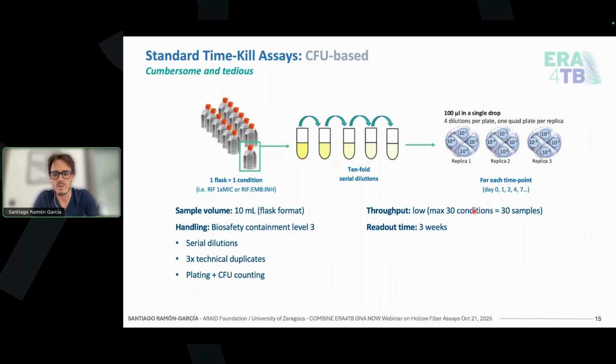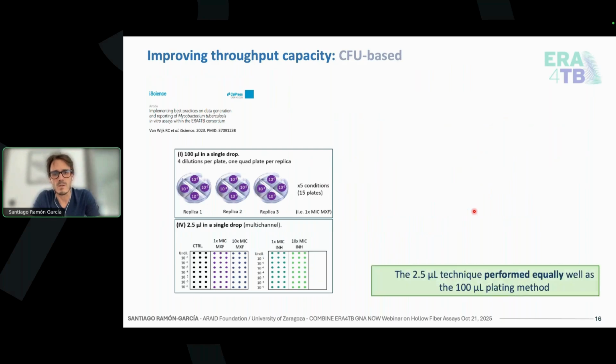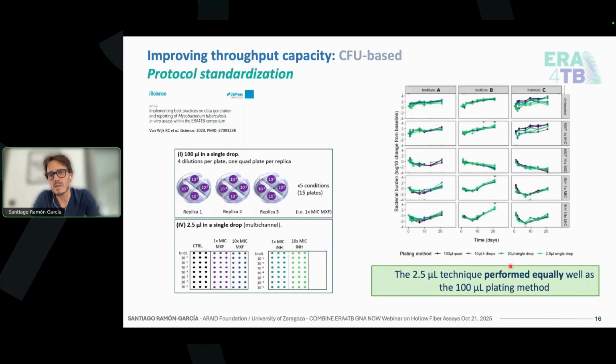It's very time consuming. In ERA4TB, we are actually improving this, and we demonstrated that instead of plating 100 microliters, you can plate 2.5 microliters, which greatly increases the throughput of the assay, and you can get equally valid results. We standardized this across several institutions, and we demonstrated that with protocol standardization, we can get consistent and robust data.